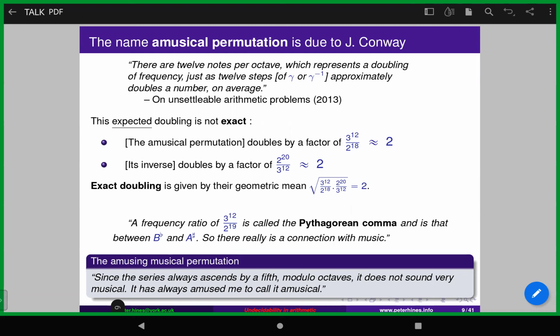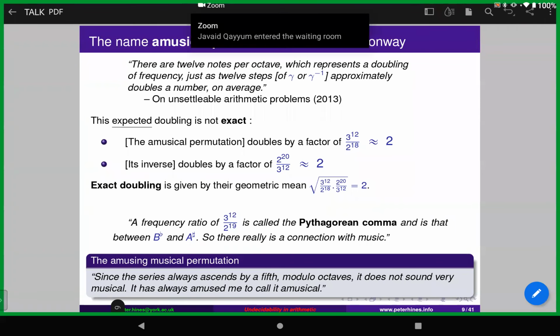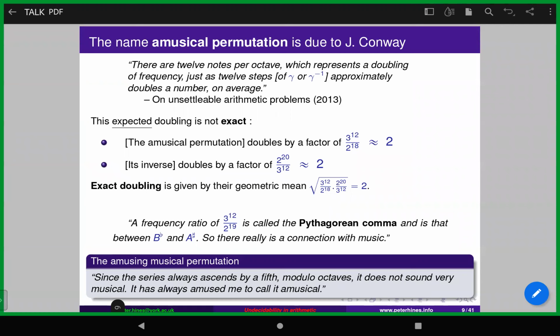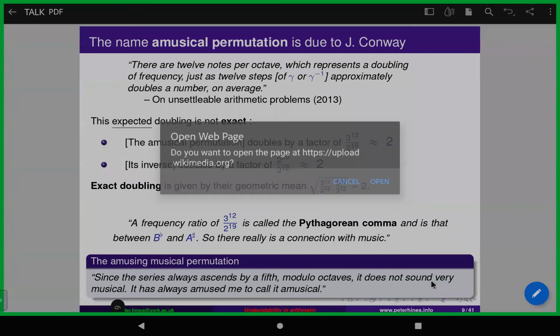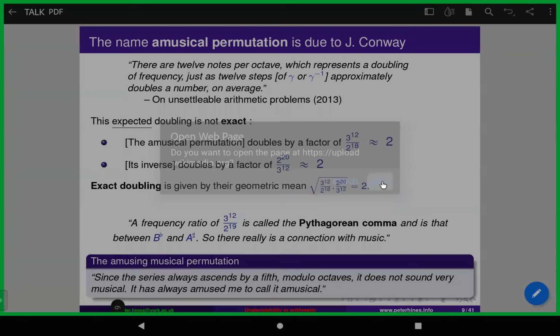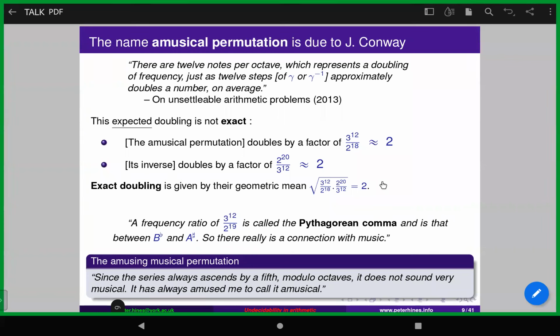It does not sound very musical, which, if you go to Wikipedia, for example, and look up, say, the circle of fifths, you discover a large number of classic works of music that are precisely based on the circle of fifths. One moment. For example, okay, I'm not hearing that, so never mind, maybe at the end of the talk.